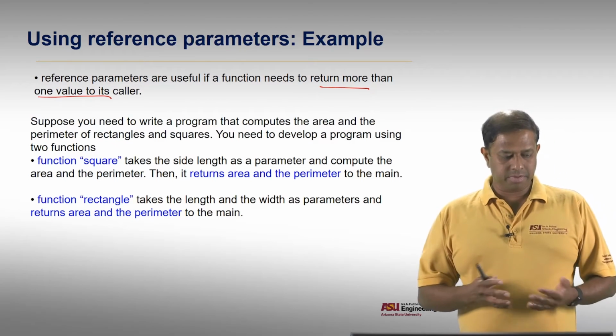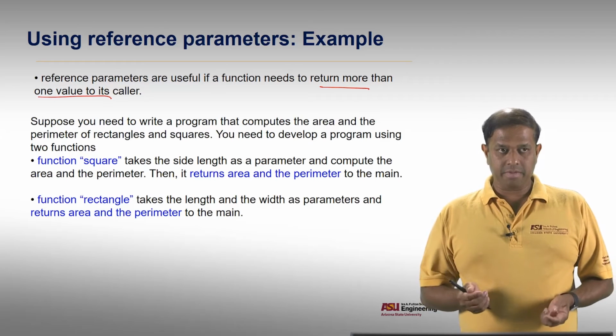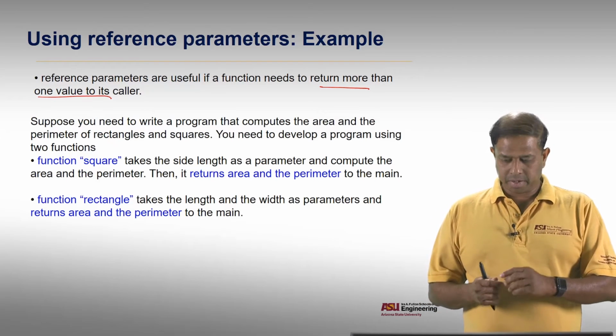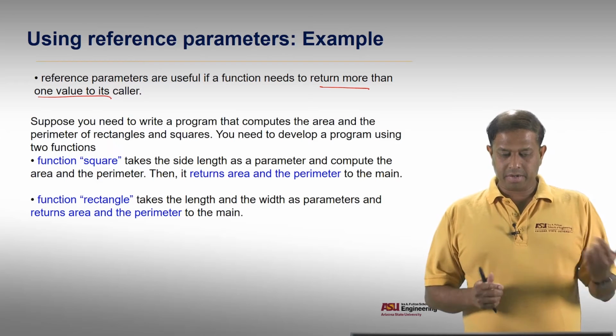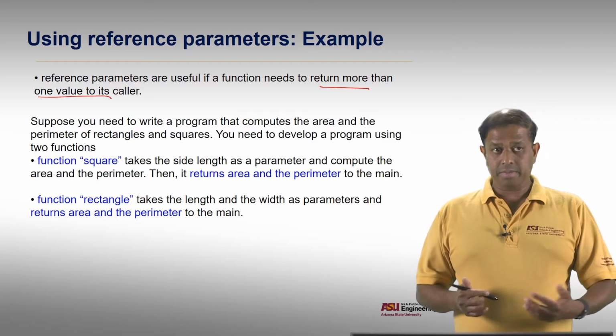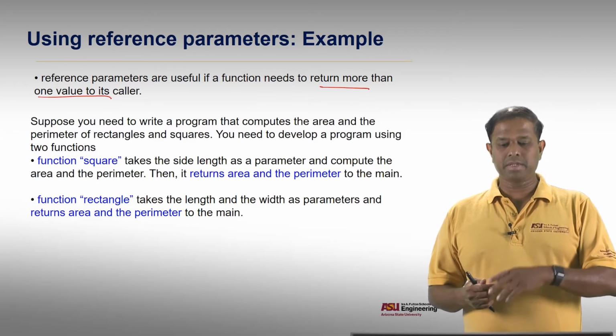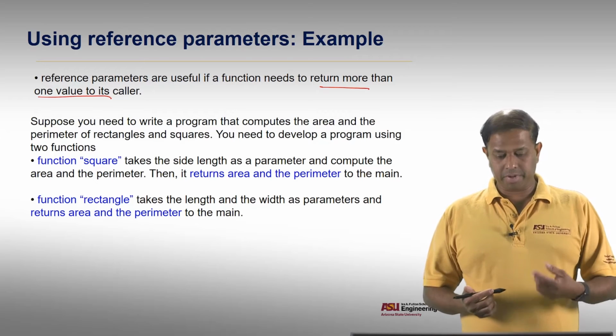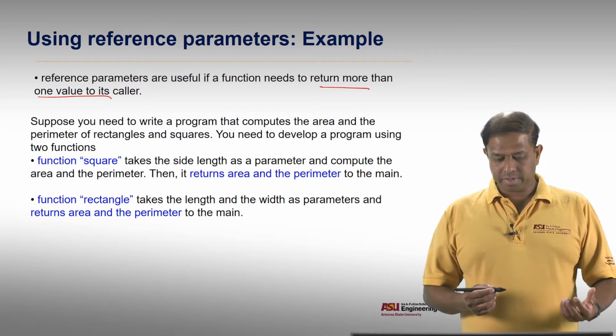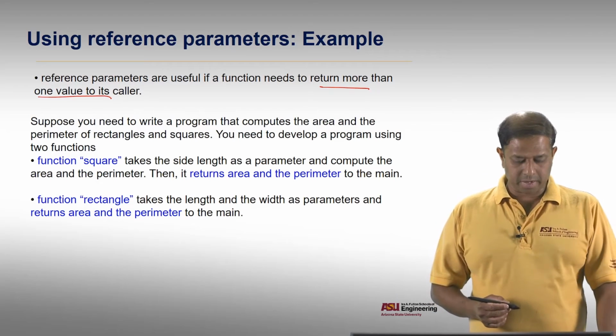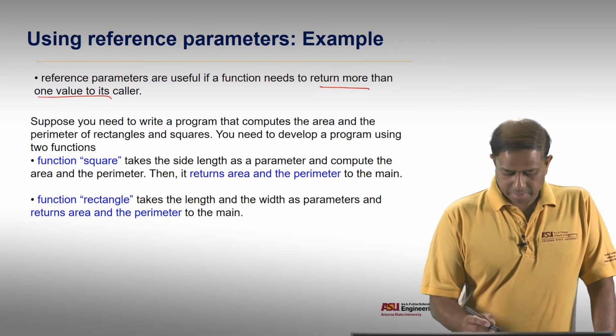If the function wants to return more than one value, we know that we cannot use the return statement, because the return statement can return only one value. Now if you have to return more than one value, then we can pass the memory address of the value that needs to be returned, and then we can use that to update the original data, right? So here is one quick example.